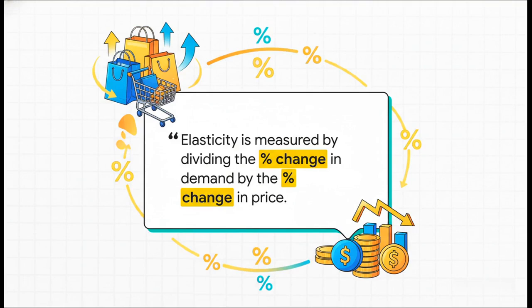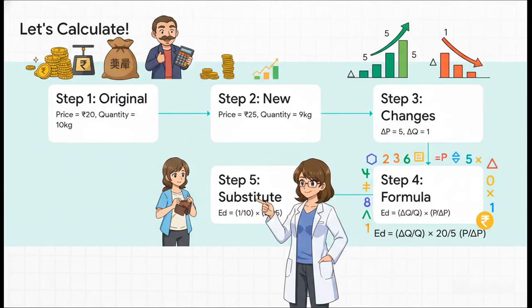To figure out the elasticity, you just take the percentage change in how much people want to buy something, and you divide it by the percentage change in the price. That's it. It's just a straight-up ratio of reaction. Okay, let's make this real with an actual example. That formula might look a little intimidating, but trust me, it's pretty straightforward.